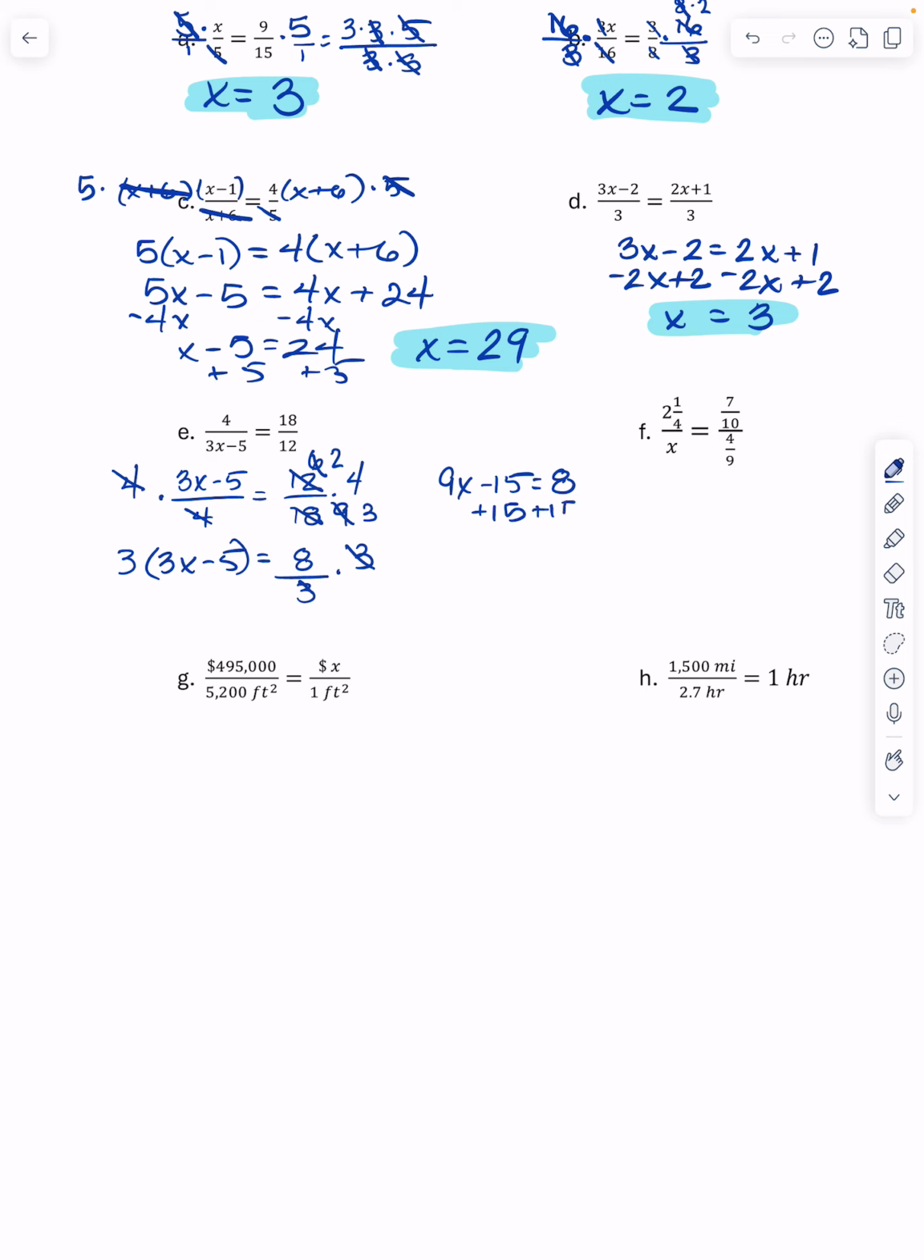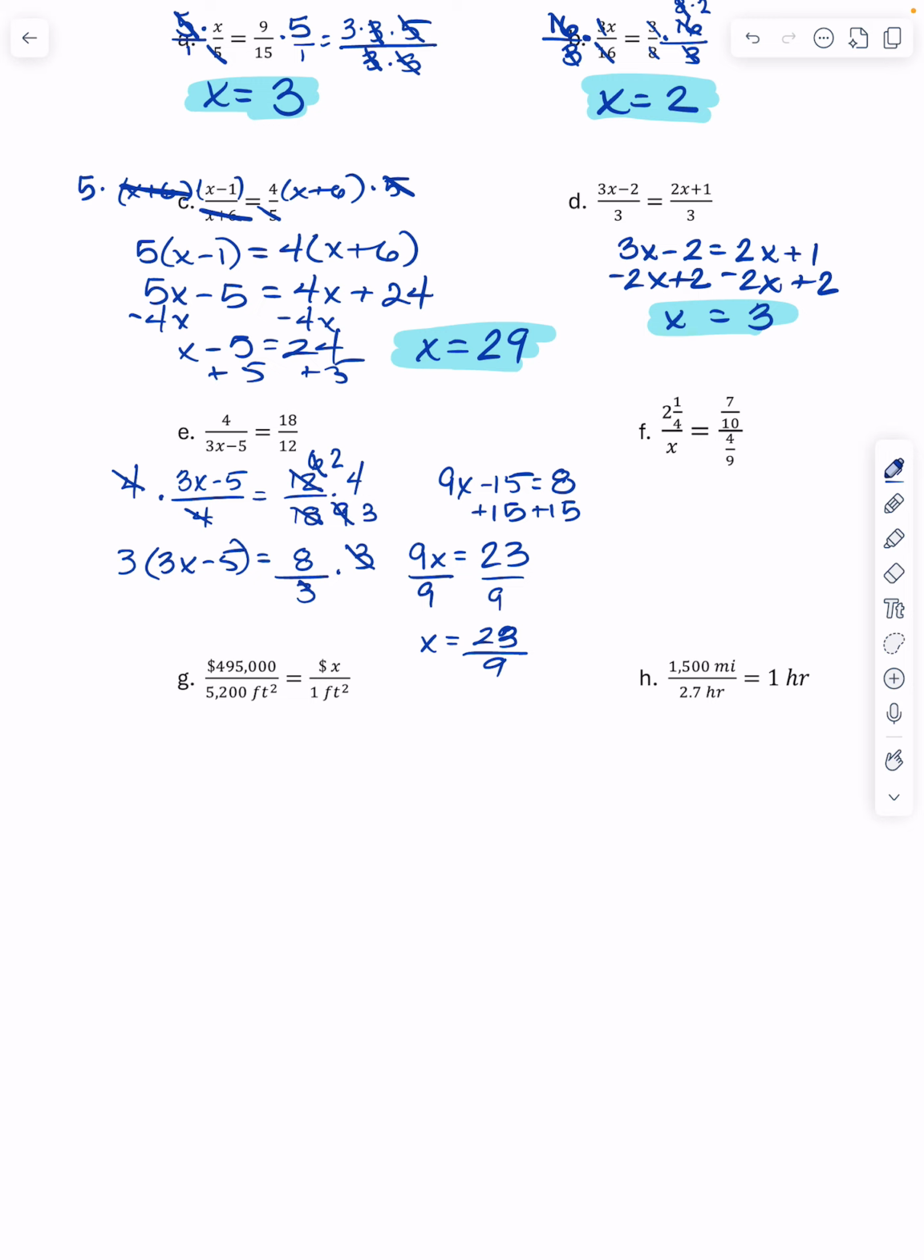I'm going to go ahead and add 15 to both sides, and 9x equals 23. Divide by 9, and x equals 23 over 9. These aren't always going to be super pretty numbers.